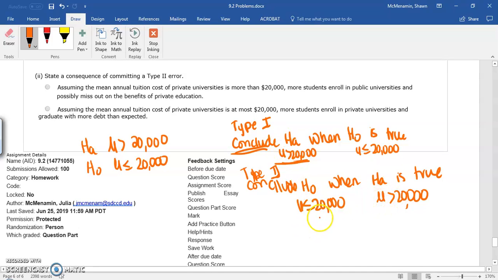So less than or equal to is at most. It's the one that says at most, so this is your answer. You're assuming the mean is at most 20,000. More students enroll in private universities and graduate with more debt than expected. Because you're telling the students the tuition is less than or equal to 20,000, but then when they actually go through the 4 years, they find out that it was actually more than 20,000. So you're kind of being deceitful to the students and not telling them the correct information, based on making this type 2 error.